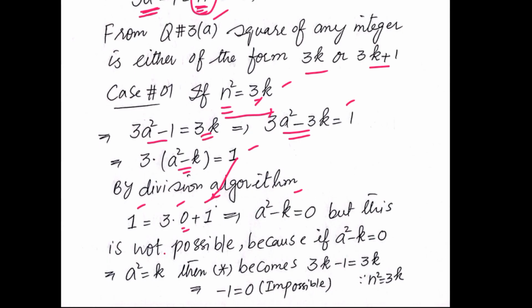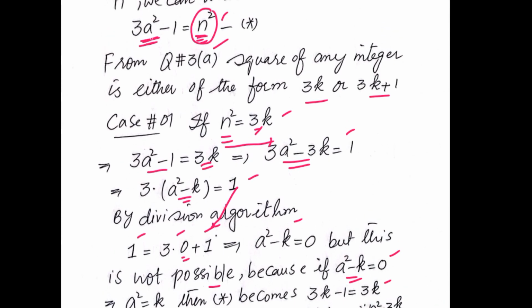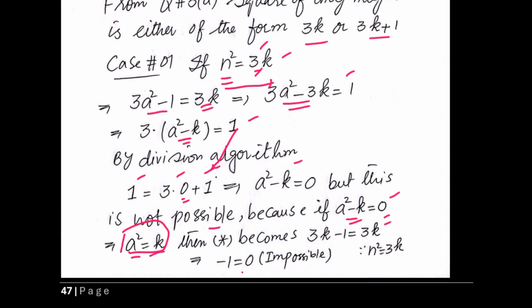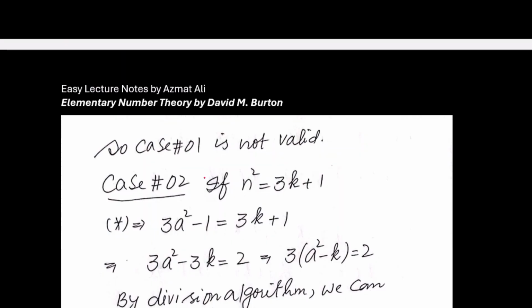But this is not possible, because if a^2 minus k is equal to 0, this shows a^2 is equal to k. Then star becomes 3k minus 1 is equal to 3k, because whenever you put here a^2 is equal to k and n^2 is equal to 3k, this equation becomes 3k minus 1 is equal to 3k, or this implies minus 1 is equal to 0. By subtracting 3k on both sides, this gives minus 1 is equal to 0. This is impossible. So case number 1 is not valid.